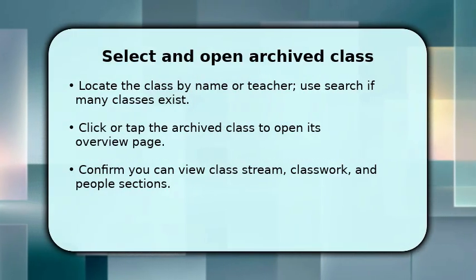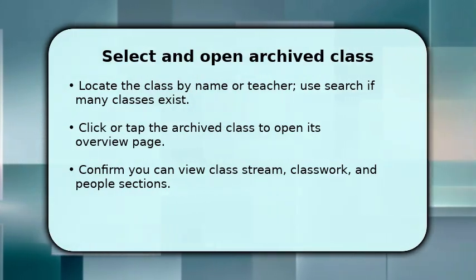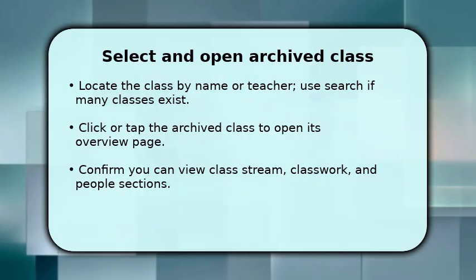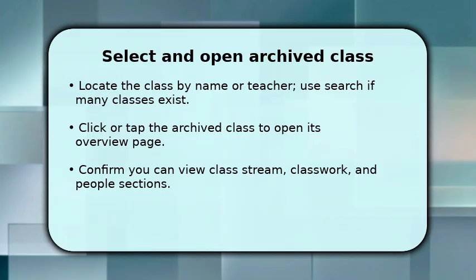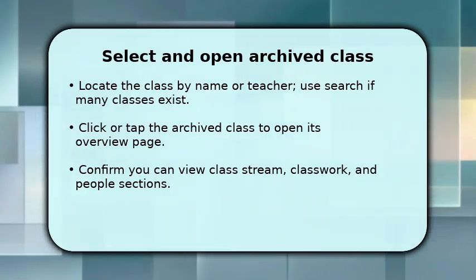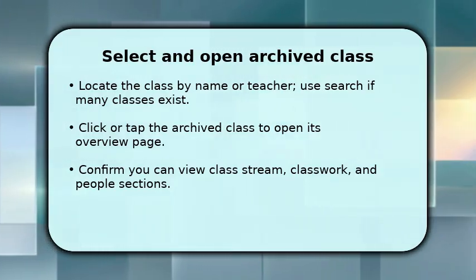Now find the specific archived class you want to restore. You can scroll or use the search box to save time. When you open the class, review the overview to make sure it's the correct one. Check the Classwork and People tabs so you know what will return once unarchived.